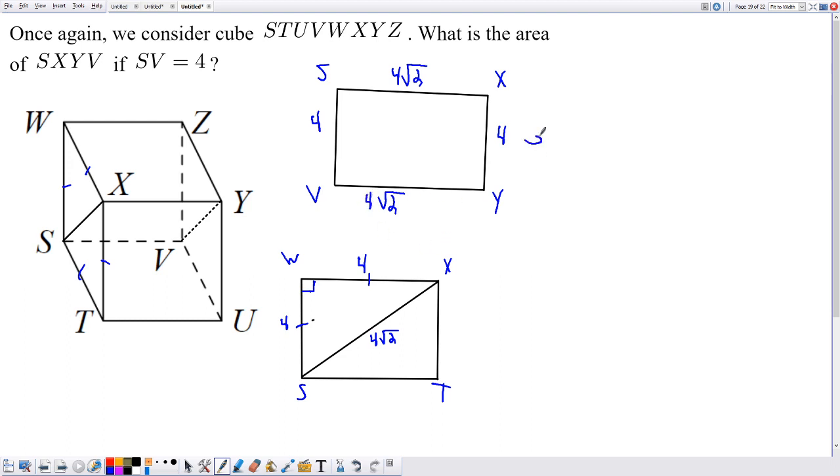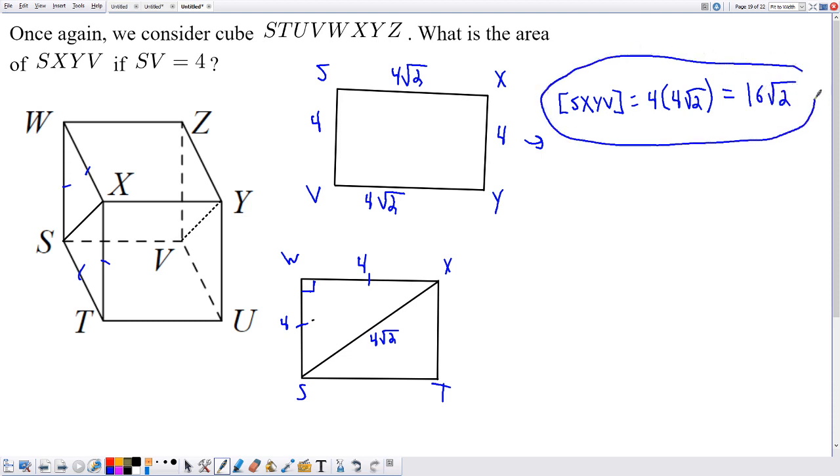So now we can find out the area of SXYV. That must be equal to the length of the rectangle times the width. So 4 times 4 root 2, which is equal to, well, 4 times 4 is 16, times the square root of 2. And that gives us our answer.